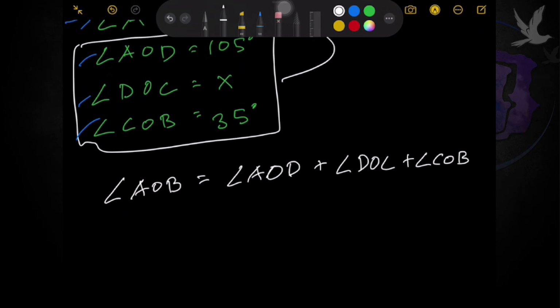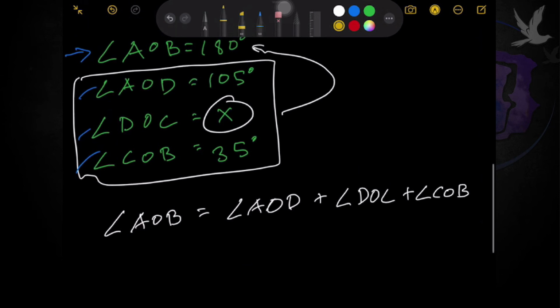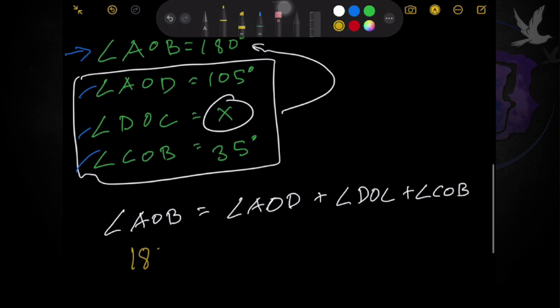Missing angle nga pala natin is angle DOC. So, you're solving for this one. Angle DOC. So, substitute lang natin yung values natin. Angle AOB is equivalent to 180 degrees. Equals to angle AOD, which is equivalent to 105 degrees. Plus angle DOC, which in this case is x. Plus angle COB, which in this case is 35 degrees.